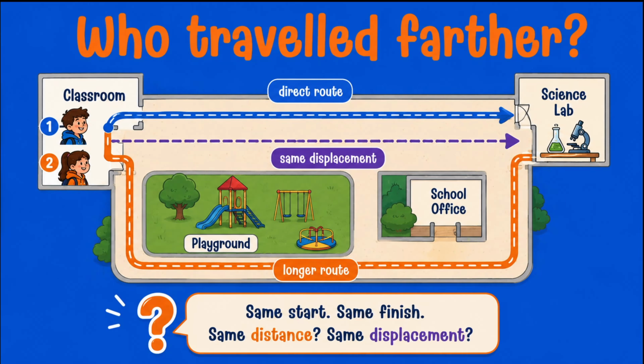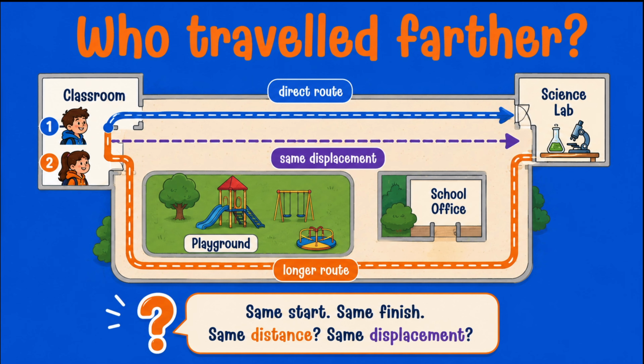Imagine two students walking from the same classroom to the science laboratory. One takes the direct corridor. The other walks around the playground and past the school office. They start and finish in the same places, but have they traveled the same distance? No. One student took a longer route.